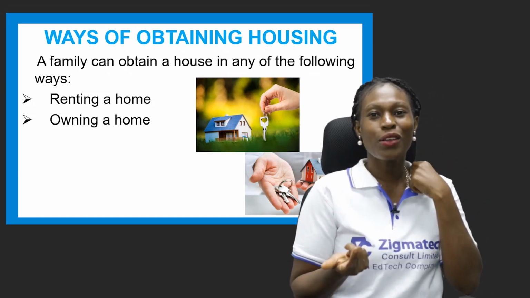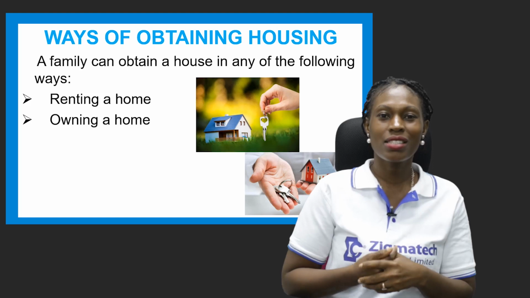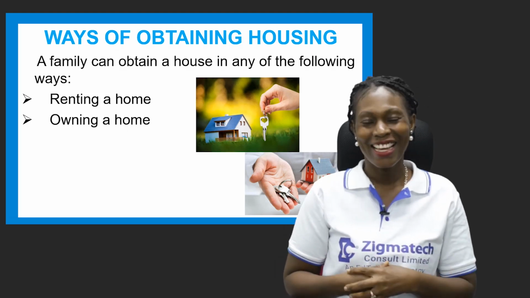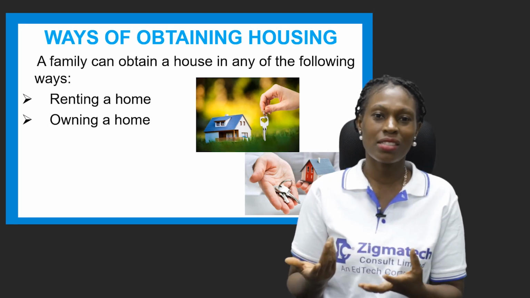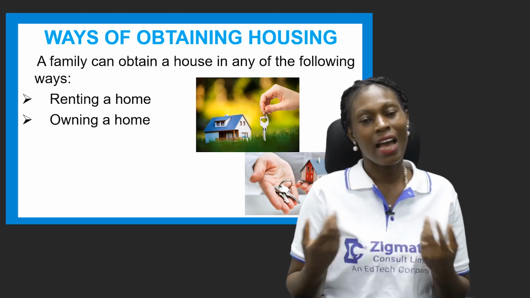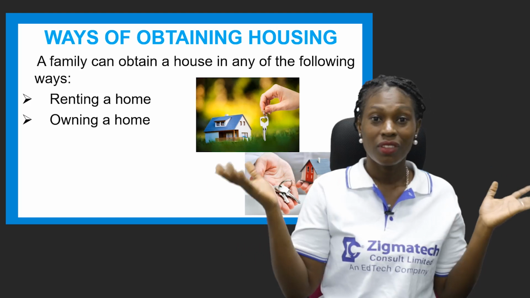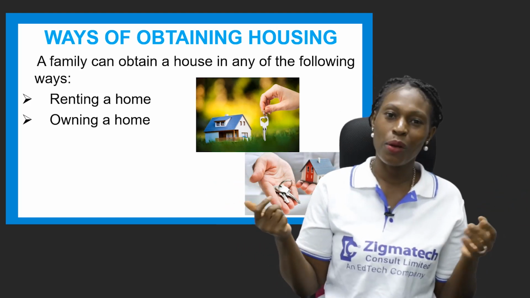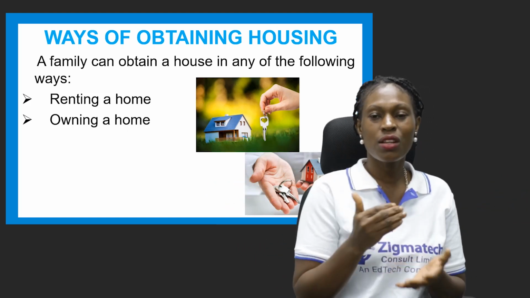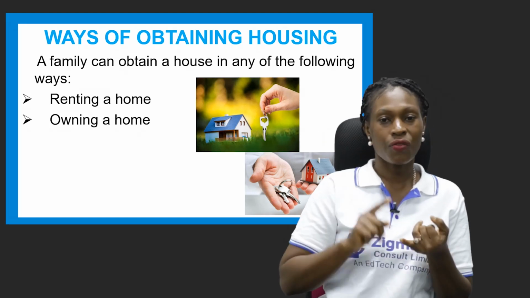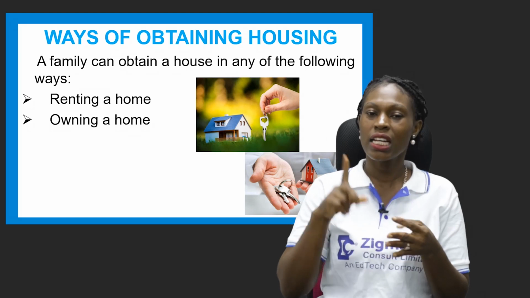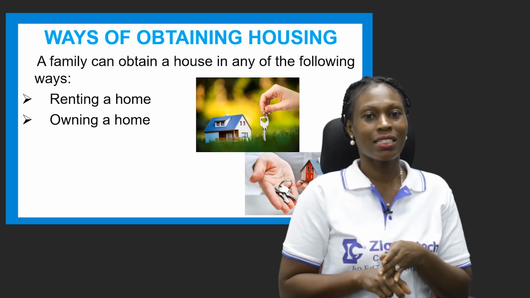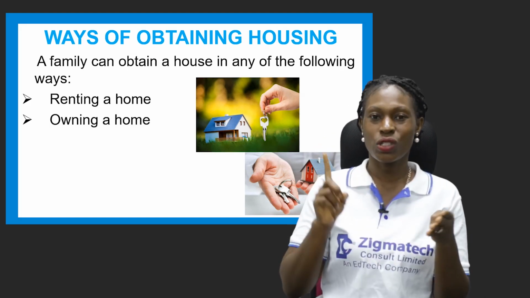Now, another one is by gifts. People own houses by being gifted houses. They give you a house, saying, oh, this is for you, and then you're a proud owner of a house. So these are the ways in which you can own a house: inheritance, buying, building, and last but not the least, gifting.